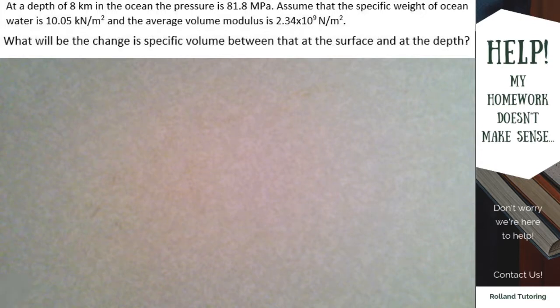Today we are looking at a fluid mechanics problem. The problem statement is as follows. At a depth of 8 kilometers in the ocean, the pressure is 81.8 MPa. Assume that the specific weight of ocean water is 10.05 kilonewtons per meter cubed, and the average volume modulus is 2.34 times 10 to the 9th newtons per meter squared.